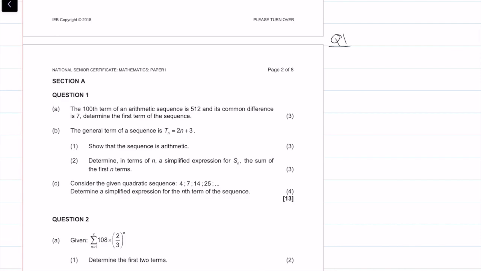Question 1A says, the 100th term of an arithmetic sequence is 512 and its common difference is 7. Determine the first term in the sequence. We can use our formula sheet and we get that Tn is equal to a plus n minus 1 times d. A is the first term, so that's actually what we're looking for. N is the nth term, and d is the common difference.